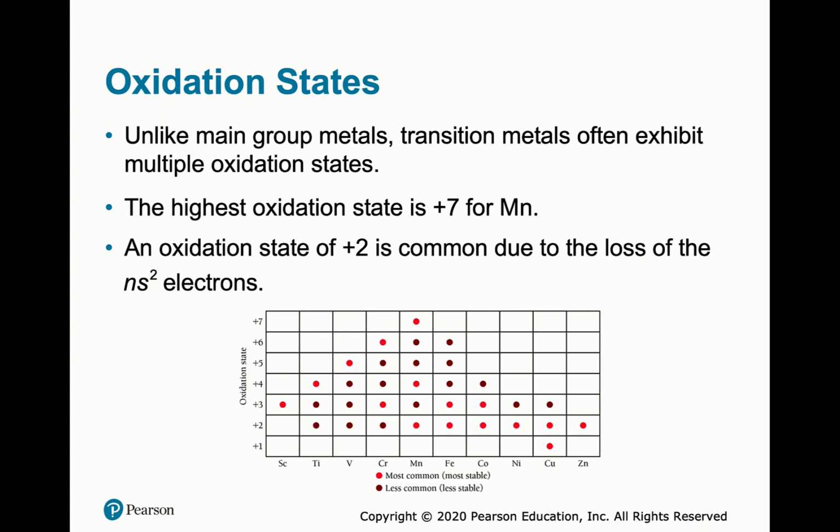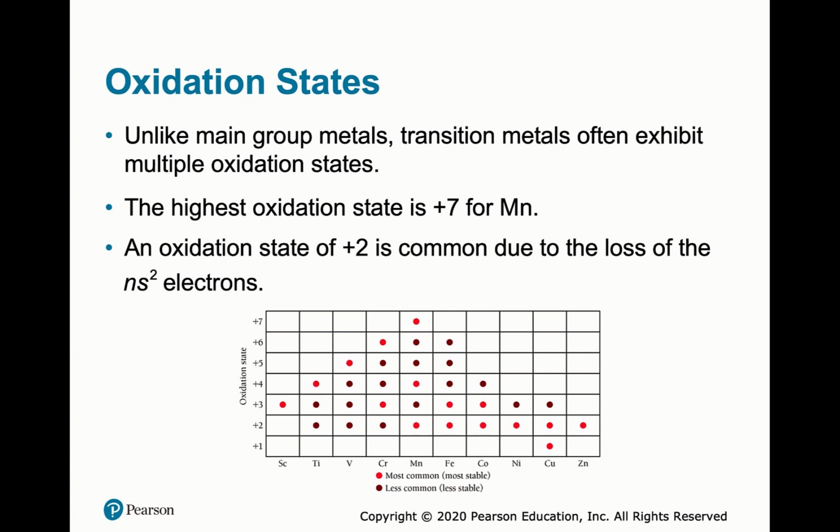So if you look at this image, the darker colors are less common, and the brighter red is more common. Something you might notice right away is that almost every element has a +2 oxidation state, except for scandium. Scandium just has a +3. The +2 is from the loss of the s electrons, but +3 is also very common, losing a d electron and the other 2 electrons as well.